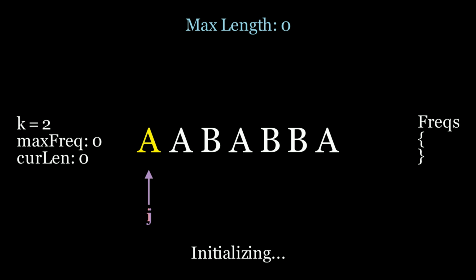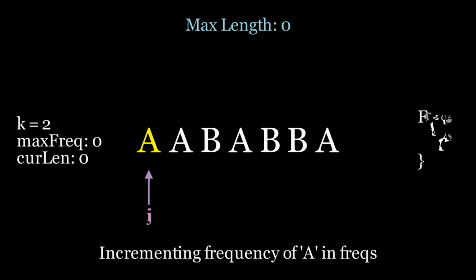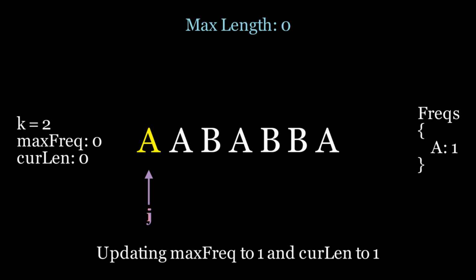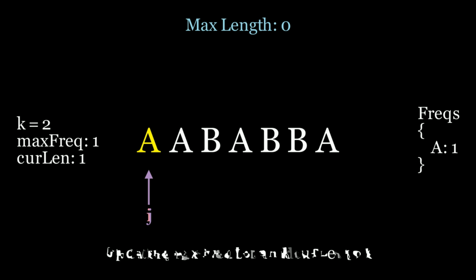So after initializing all of this, we're going to scan the first index, which is A. We're going to increment the frequency of A in the hash map. Since it didn't exist before, that means it had a frequency of 0, and so now it's going to have a frequency of 1. Now we're going to update the max frequency to 1 and curLen to 1. The reason for this is because A has a frequency of 1, and that's the current max frequency in our substring, and the current length is now 1 as well. We're just seeing one character, which is A.